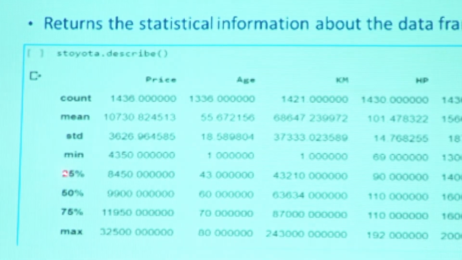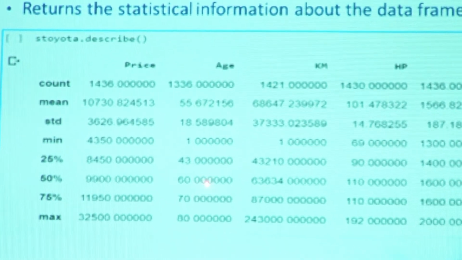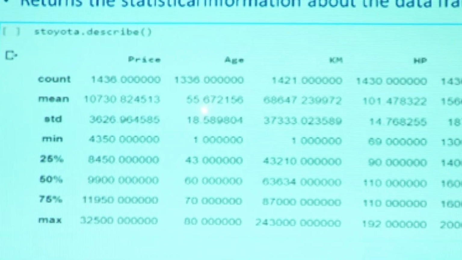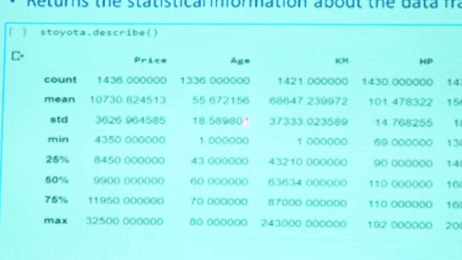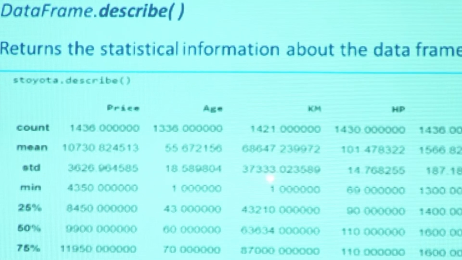Okay, so check for 50% of your age. What is this? 55.6, 56, and this is 60. Hardly much difference. So what type of distribution is it? So what will you impute age with? Mean.